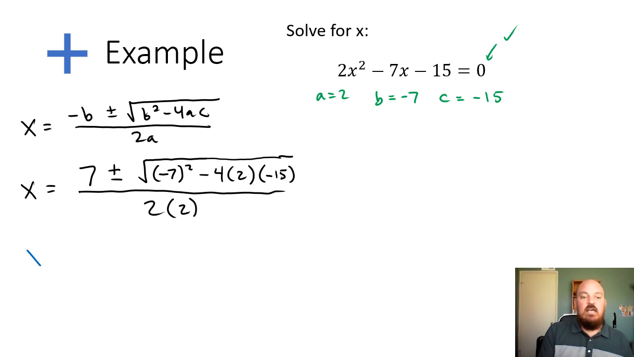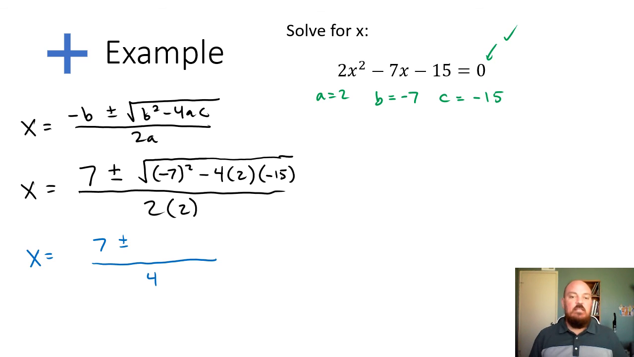Now for the next step, I said, let's leave the 7. We'll do the bottom, because that's super easy. 2 times 2 is 4. And then the square root part. I said, let's just do the square root part first. And I said, you don't have to do it by hand. You're welcome to grab a calculator and type it in. If you type the whole thing in, you do negative 7 squared minus 4 times 2 times negative 15, you get your answer, you square root that. What it actually comes out to for this question is 13.